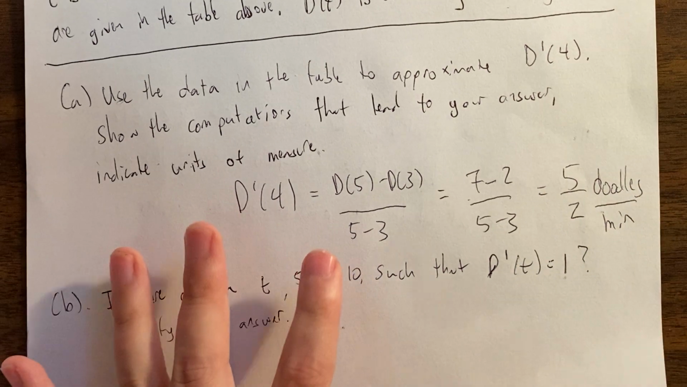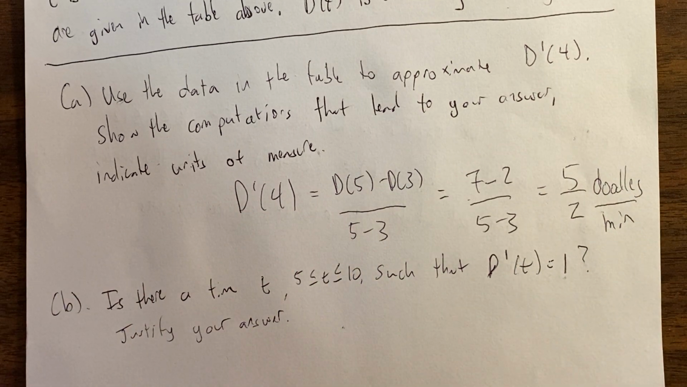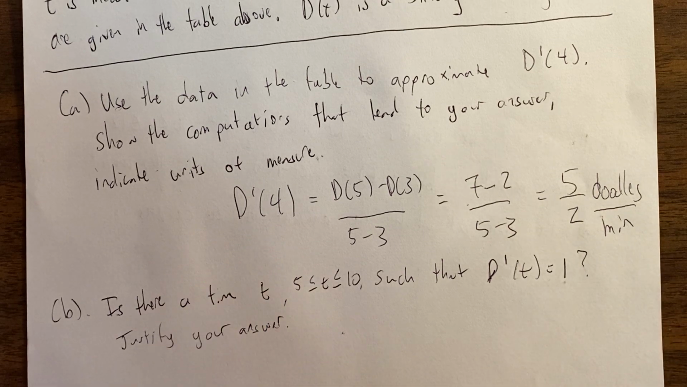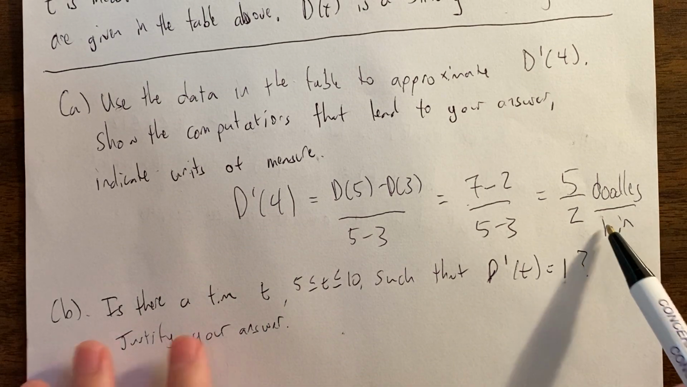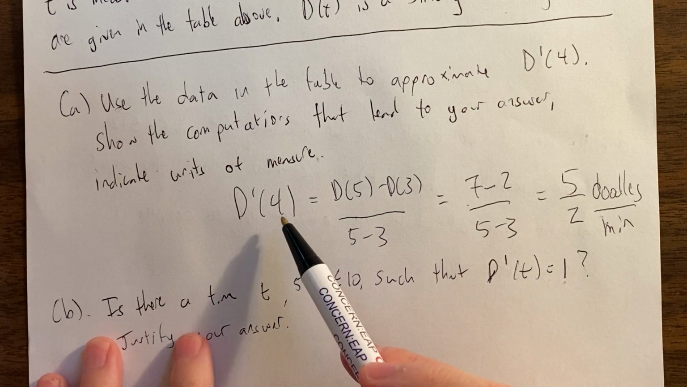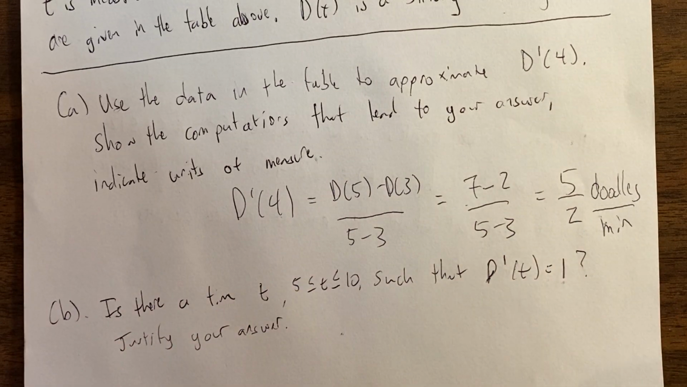Then sometimes they ask you to interpret this. So if ever a derivative is positive, that means that whatever it is, so the amount of doodles, will be increasing at this rate at time t equals 4. So that'd be the interpretation if they had asked that. But again, a very easy question. You'll see that these will appear in later examples as well. So be on the lookout for that.